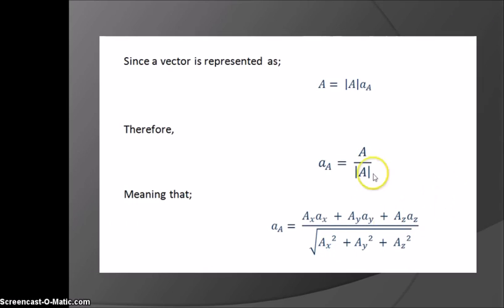Furthermore, since a vector is completely represented as A equals the absolute value of the vector times the unit vector, whenever we're asked to find the unit vector, quite simply make it the subject of the formula this way. The unit vector is equal to the vector itself all over its absolute value or its magnitude. So the vector itself in Cartesian form is given by the whole of this all over the magnitude, which is the square root of each of its components squared.